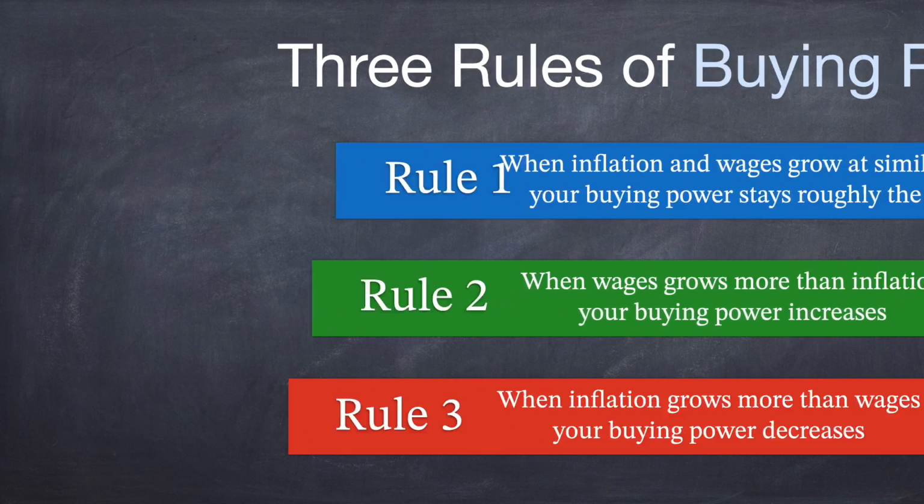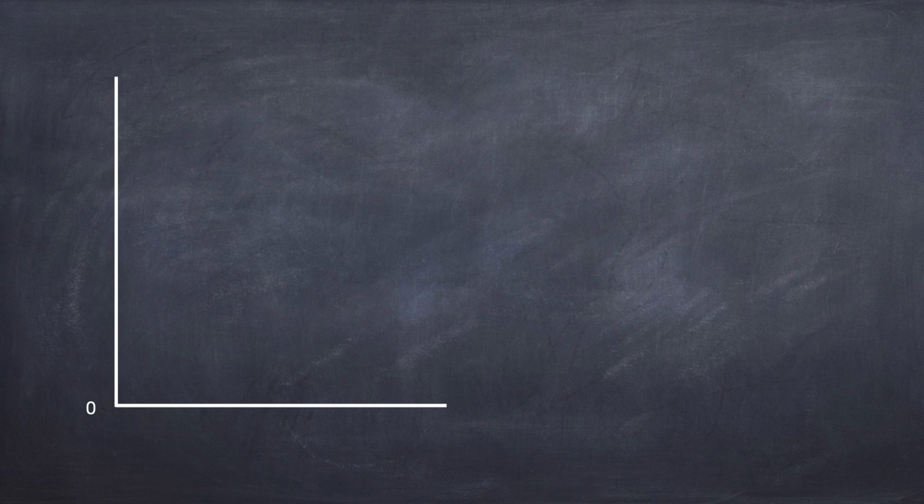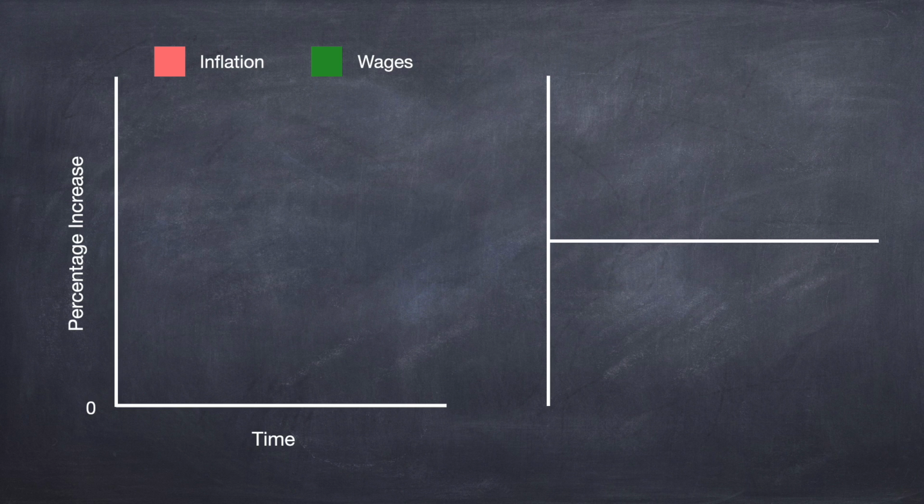So we're going to start off with an example that goes over rule 1, and let's look at what this looks like graphically. So we're going to graph inflation as the red line, and then the green line is going to be wages. And then over here on a separate graph, we're going to graph buying power. And notice how 0 is in the middle here. It's not at the bottom. And so if your buying power increases, it's going to go up towards the positive. If it decreases, it's going to go down here.